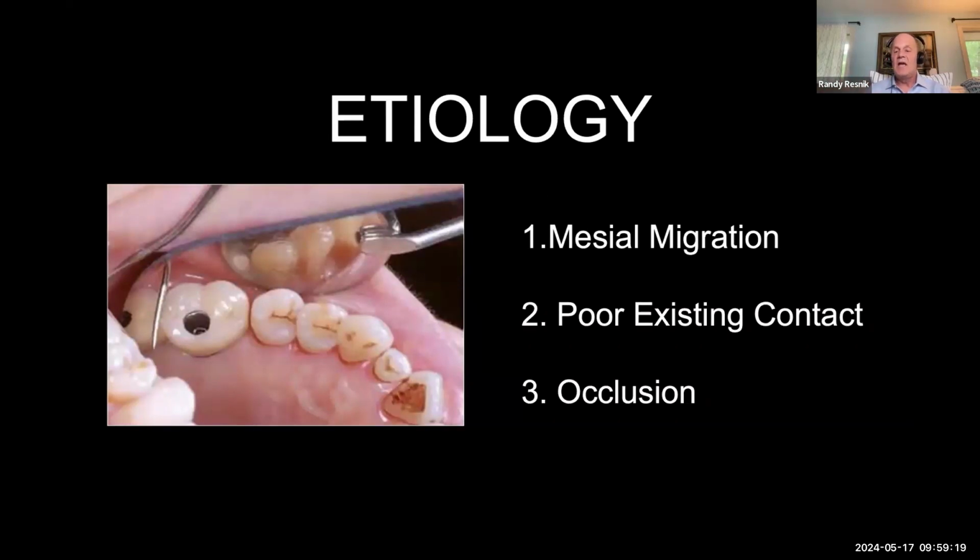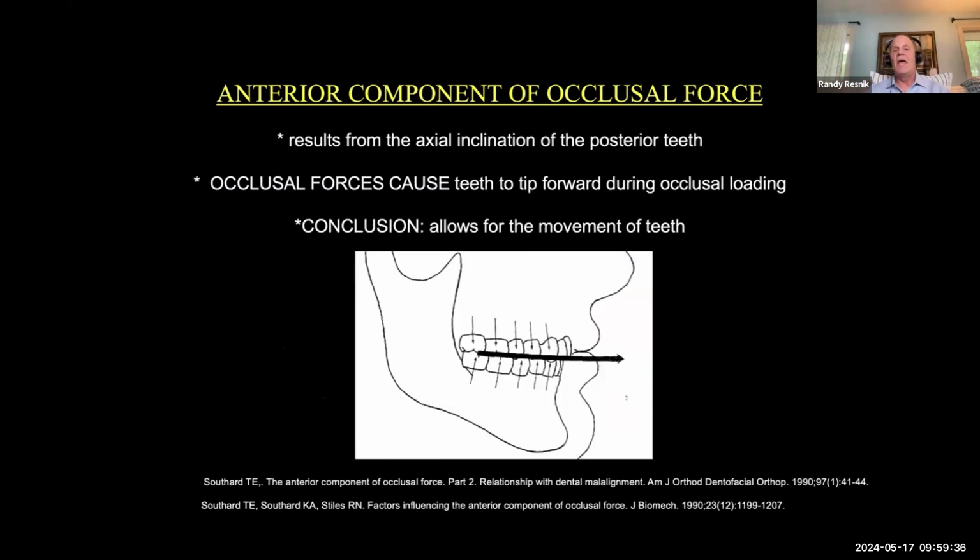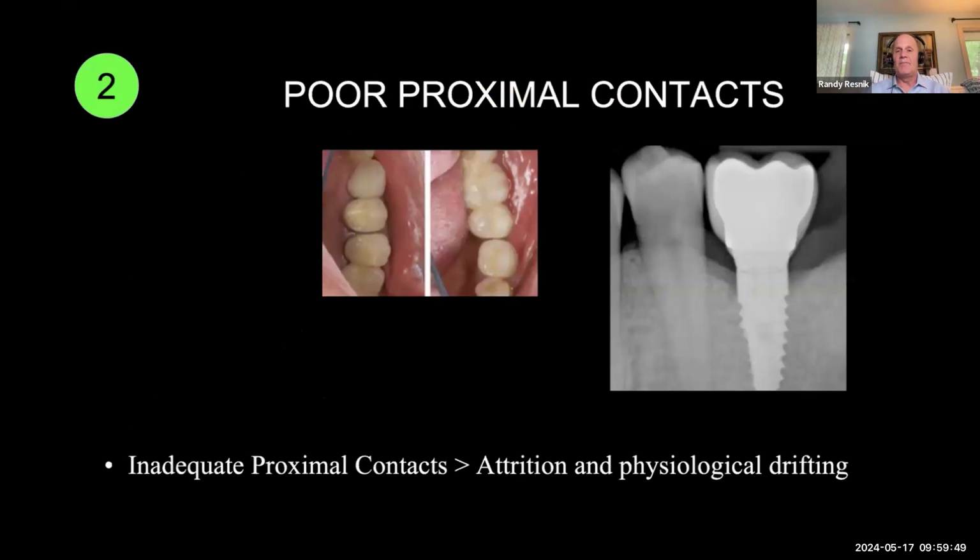Why does it happen? There are 3 possible reasons. The first reason is mesial migration of teeth. As people age, their dental arch decreases in length. Because of that, you have more crowding of the teeth. And because of that, the implant doesn't move, the teeth do. The anterior component of occlusal force is always greater than the posterior component of occlusal force. Therefore, the anterior wins, goes more anterior, opens up the implant.